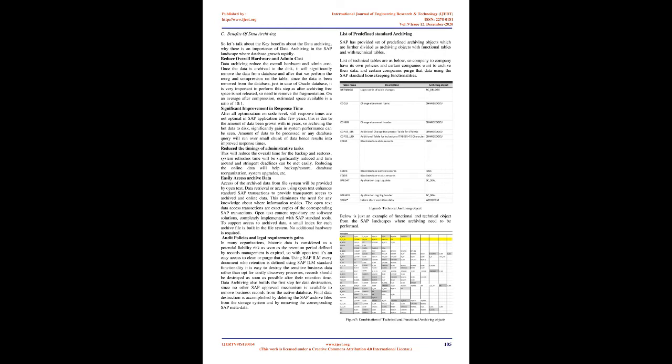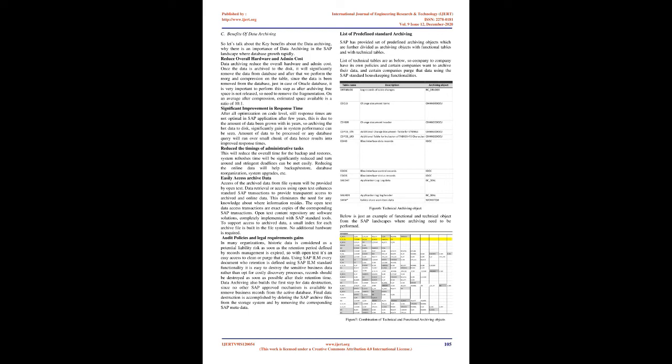Reduce overall hardware and admin cost. Data archiving reduces the overall hardware and admin cost. Once the data is archived to disk, it significantly removes the data from the database, and after that we perform the reorg and compression on the table, since the data has been removed from the database. In the case of an Oracle database, it is very important to perform this step, as after archiving free space is not released, so we need to remove the fragmentation. On average after compression, the estimated space available is a ratio of 10:1.